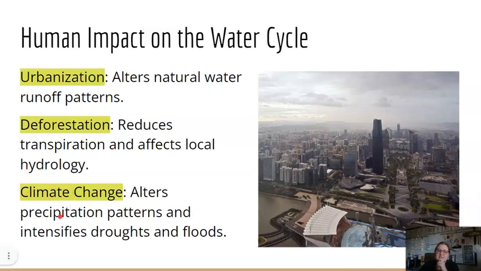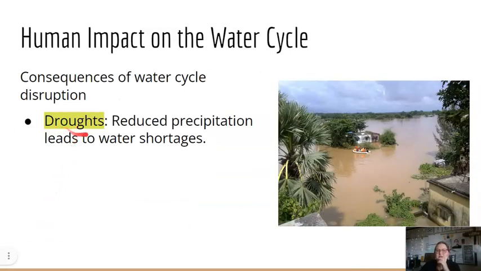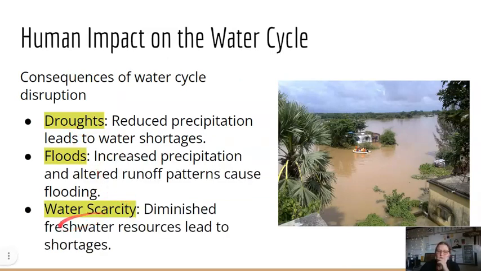Climate change alters precipitation patterns and intensifies droughts and floods. We'll talk about climate change way more in depth towards the end of the year, but climate change and global warming are not exactly the same thing. Climate change is that there is going to be a change in the climate. So when there's a change in that water cycle, a change in how much it rains or when it rains, that would fall under that umbrella. So the consequences could be droughts, it could be floods, or even water scarcity.